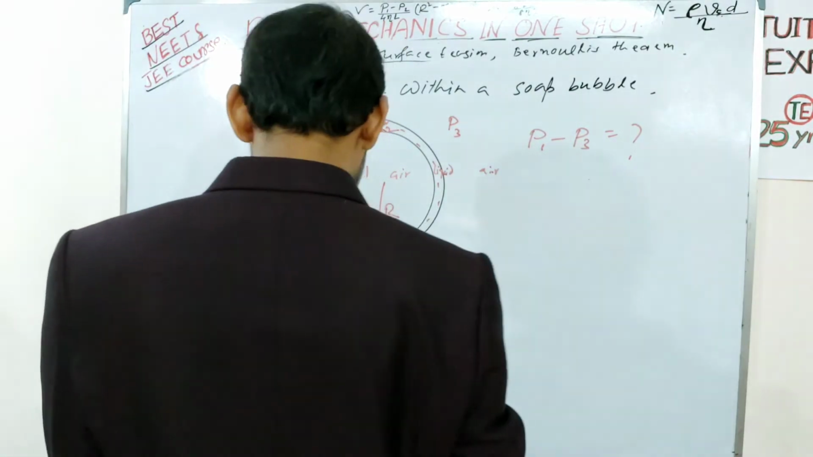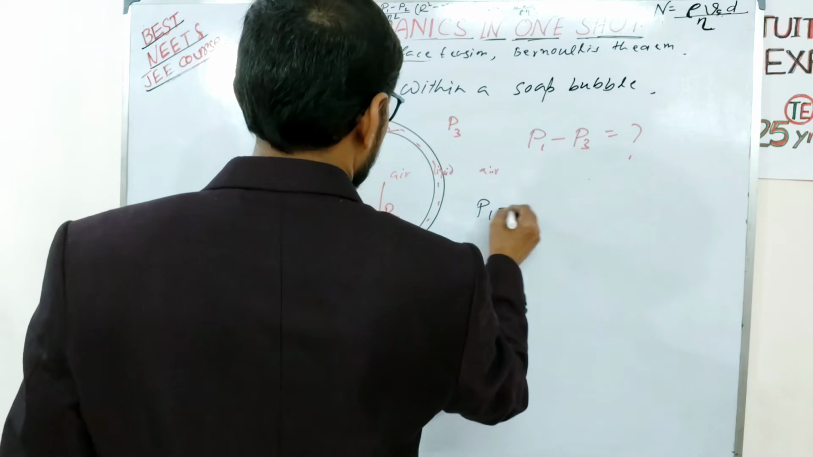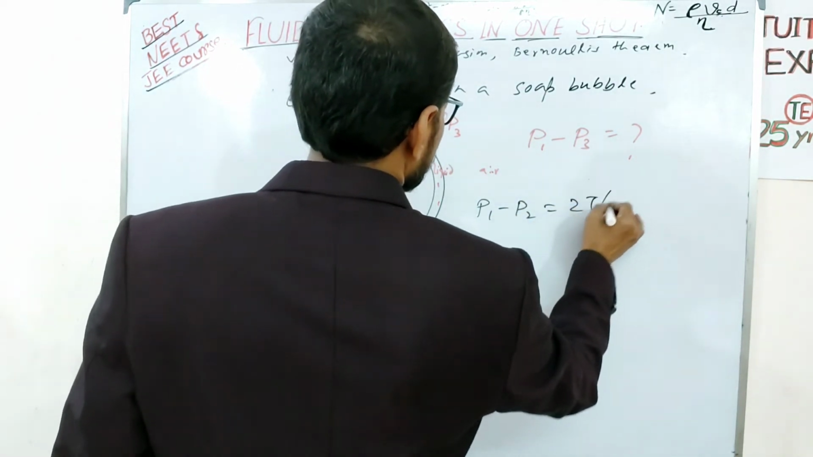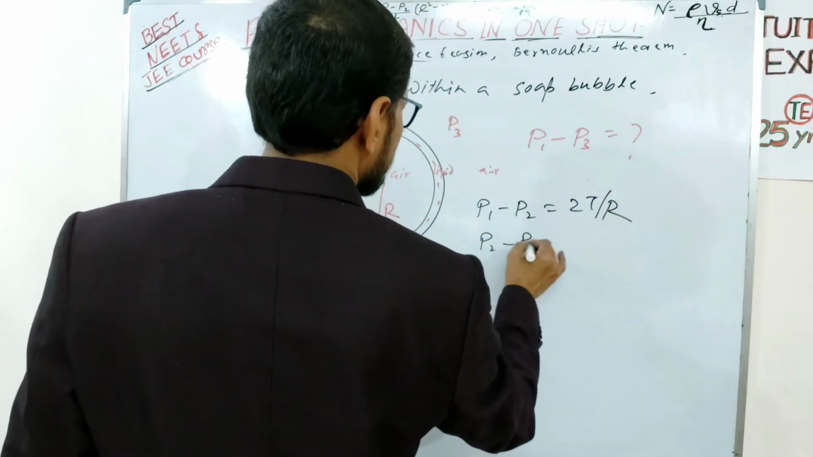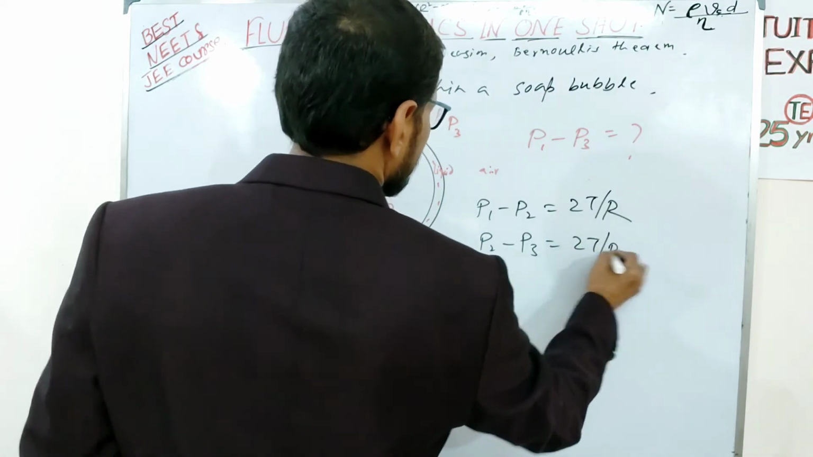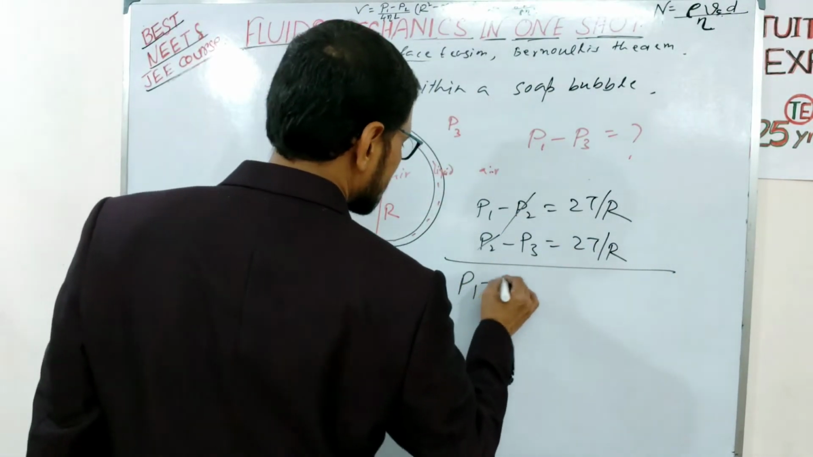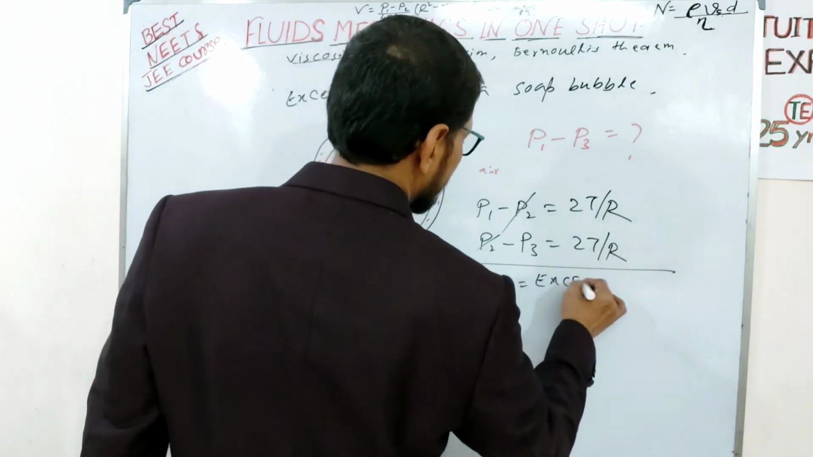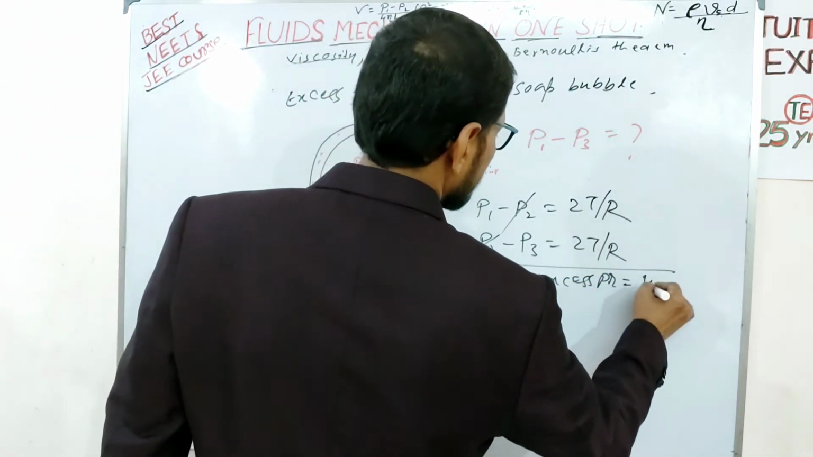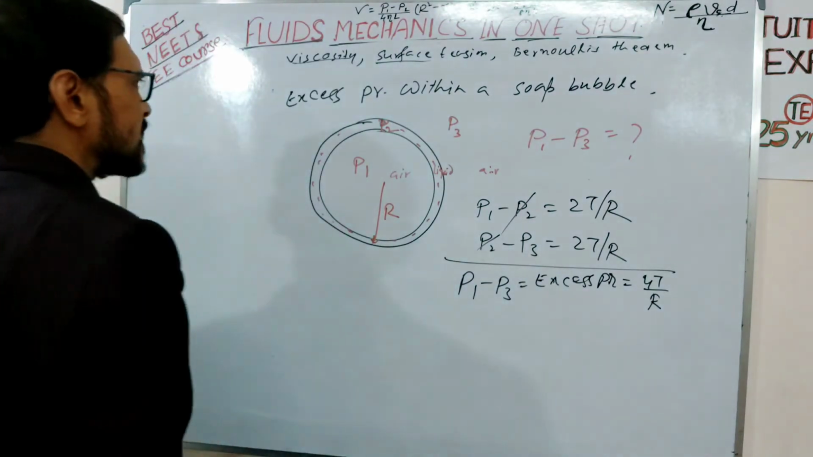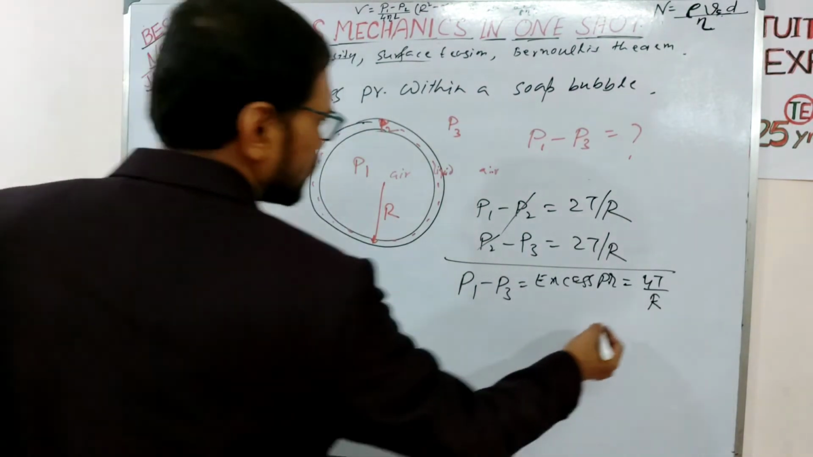So P1 minus P2 equal to 2T by R, and P2 minus P3 equal to 2T by R. Now if we add, the P2 cancel, so P1 minus P3, which is the excess pressure, equal to 4T by R. So the formula here is 4T by R. Excess pressure within a soap bubble equal to 4T by R.